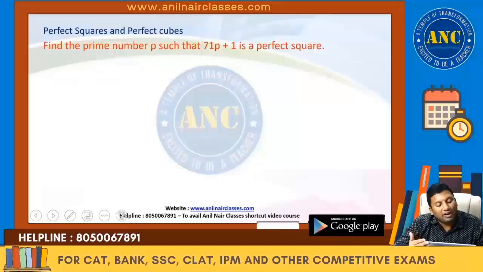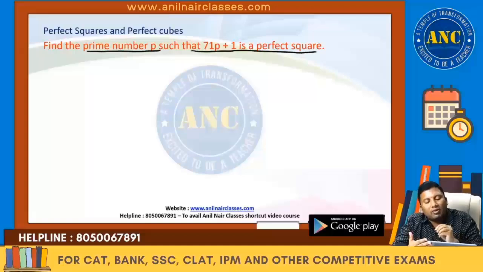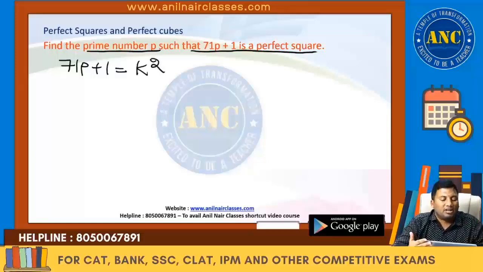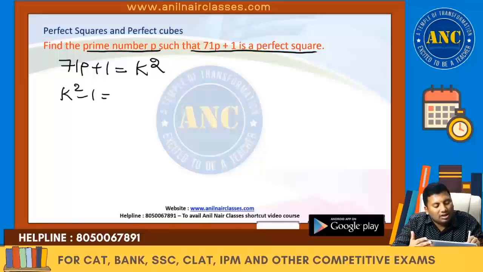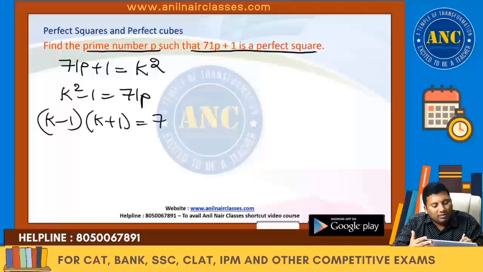Next one. Find the prime number p such that 71p plus 1 is a perfect square. 71p plus 1 is nothing but a perfect square. Perfect square is of the form k square. So k square minus 1 is nothing but 71p. That is, k minus 1 into k plus 1 equals 71p.